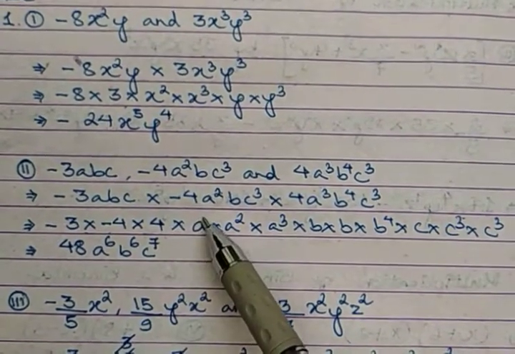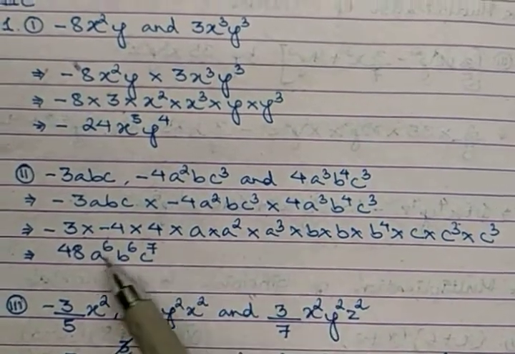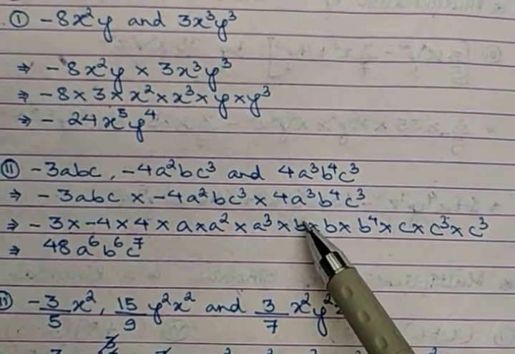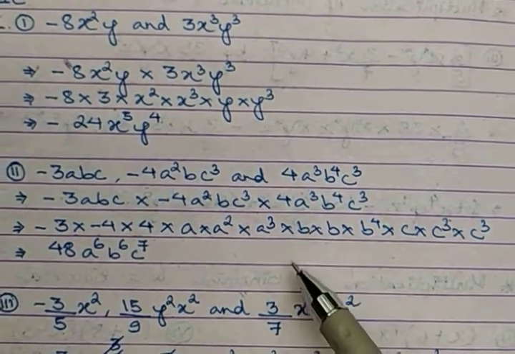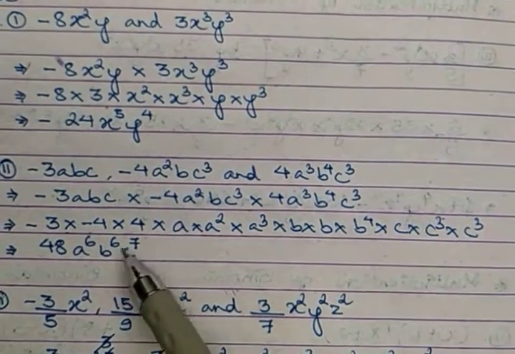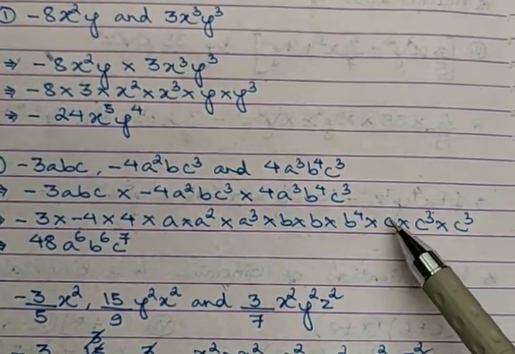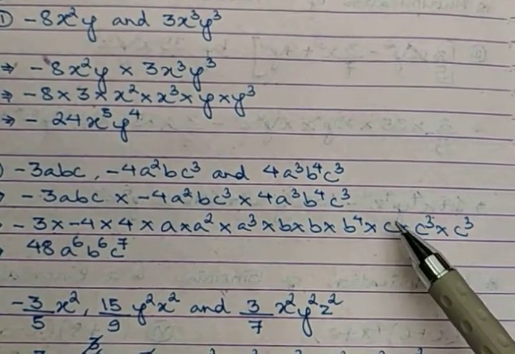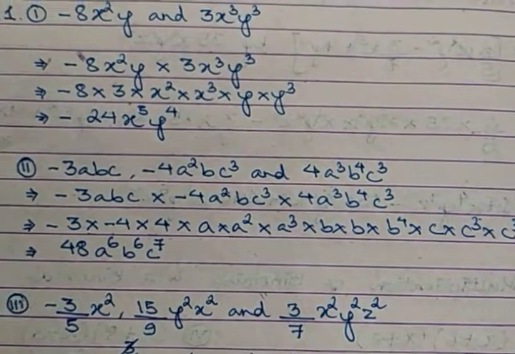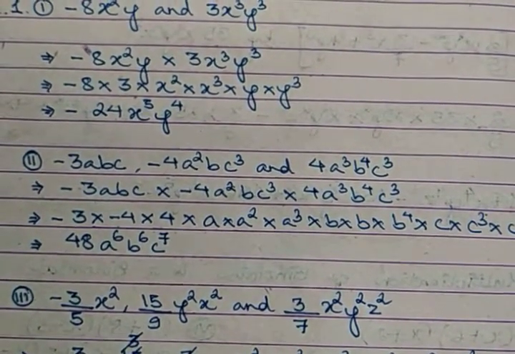So here we have the power of a as 1, 1 plus 2 is 3, 3 plus 3 is 6, so 6. See, here for b the power is not given, that means it's 1. Again similarly here 1, so 1 plus 1 is 2, 2 plus 4 is 6, so 6 here. And similarly for c also, the power is not given, that means it's 1, so 1 plus 3 is 4, 4 plus 3 is 7. So we got our answer as 48 a to the power 6, b to the power 6, and c to the power 7.